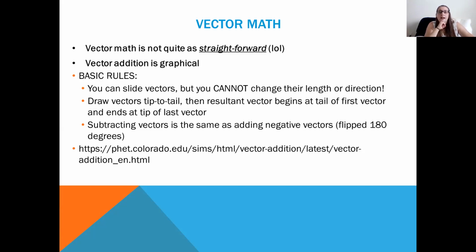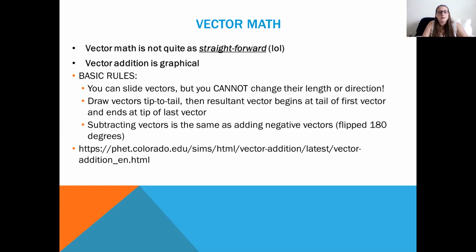So, basic rules for adding vectors together or subtracting them. You can slide a vector around, but you cannot change the length of it or the direction that it's pointing, because then you've totally changed the entire vector. You can take it and slide it side to side, up, down, wherever you want, as long as it's the same length and the same direction. You can slide it wherever you want on your graph to help you visualize things.